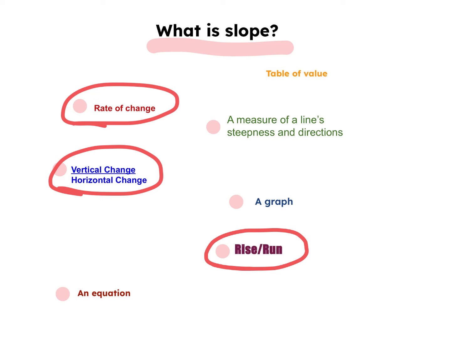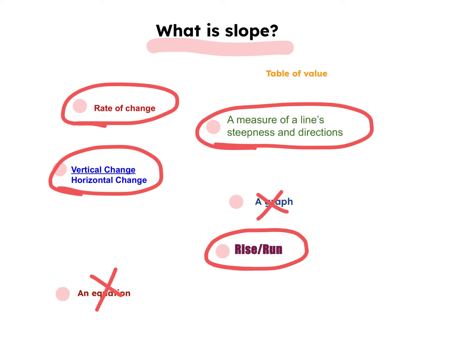Is it an equation? No, that was from our proportional activities. Is it a table of values? No, it is not. Is it a measure of a line's steepness and direction? It absolutely is. We've been looking at those charts on the graph and how they work. Is it a graph? No. So these three are not, and the other ones are what represent our slope.